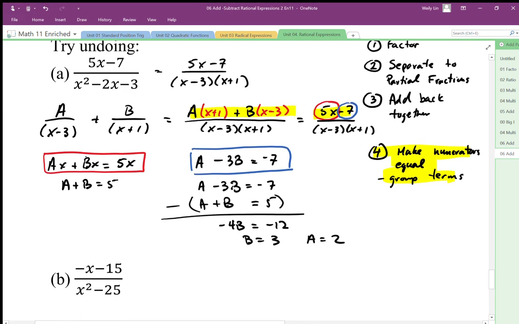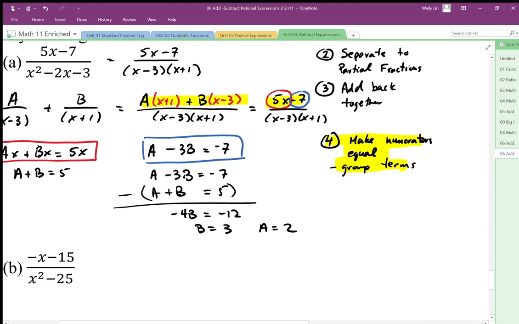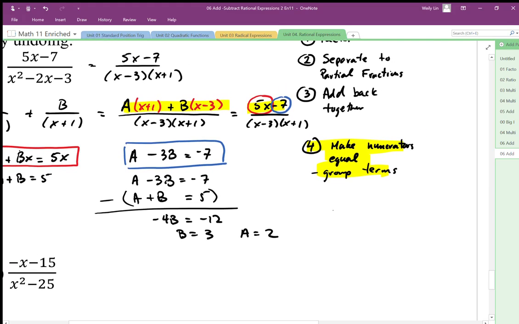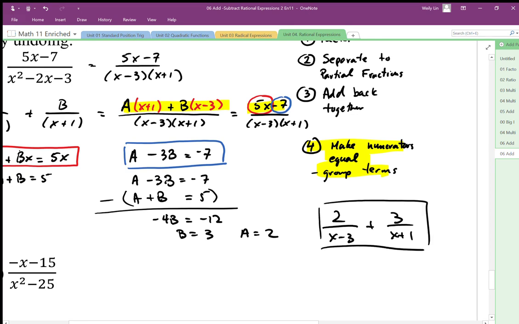So there's my partial fractions. My partial fraction ends up being 2 over x minus 3 plus 3 over x plus 1, which is going to give me the undoing of that fraction addition.